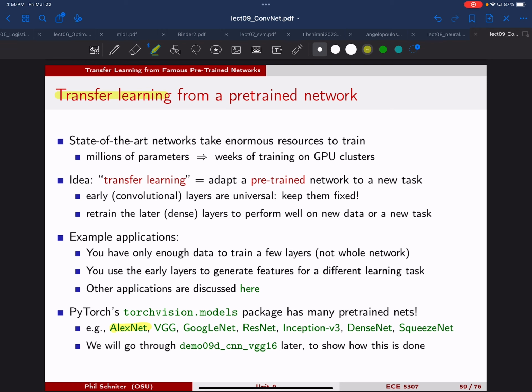So that's the idea behind transfer learning: you adapt this pre-trained network to a new task. The early convolutional layers are universal, so you just keep them fixed. You retrain the later dense layers, maybe all of them, maybe just the last one. It depends how much compute you have, how much training data you have, all that stuff.